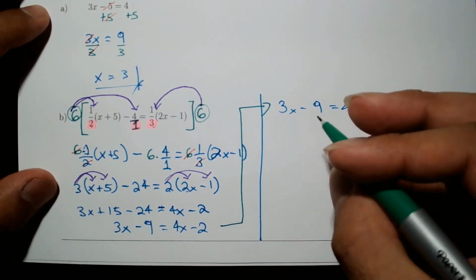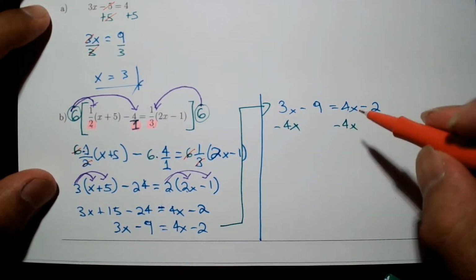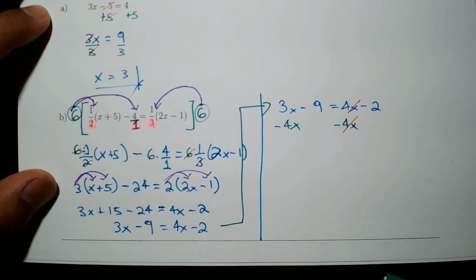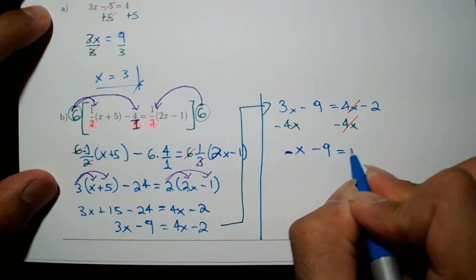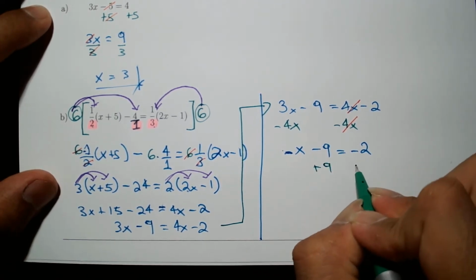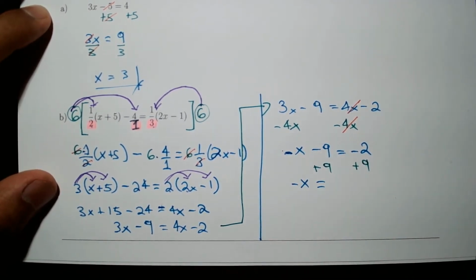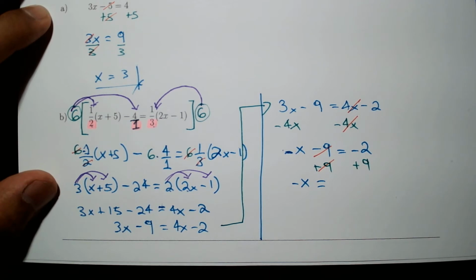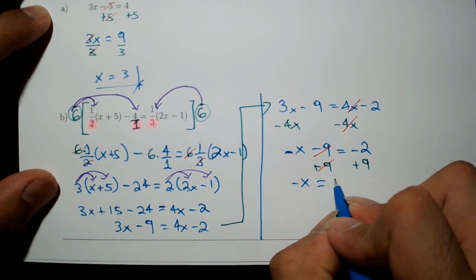I'm going to subtract 4x on both sides. That's going to cancel the 4x's here, and combine 3x minus 4x, that's going to give us negative x minus 9 equals negative 2. The next step I would do, add 9 to both sides. So we get negative x equals, okay, notice how these 9's can go away, and negative 2 plus 9, or 9 minus 2, that's going to give us positive 7.